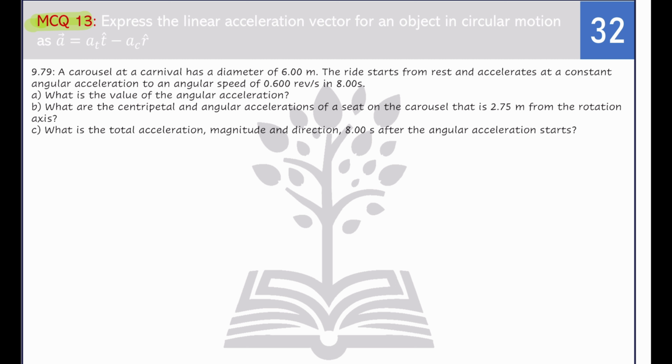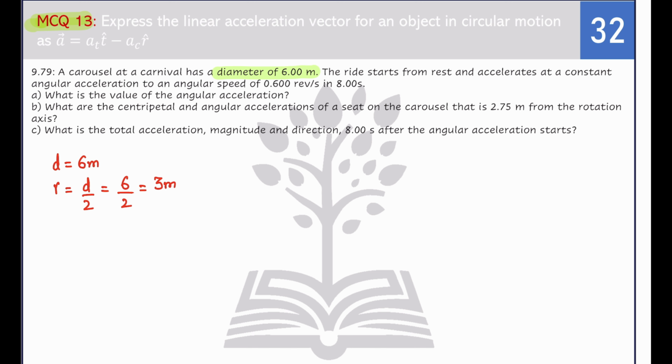Okay, let's see what the question is. A car sold at a carnival has a diameter. Diameter is given, so D is equal to 6 meters. So what should be the radius? Radius is equal to D by 2, 6 by 2, which is equal to 3 meters.